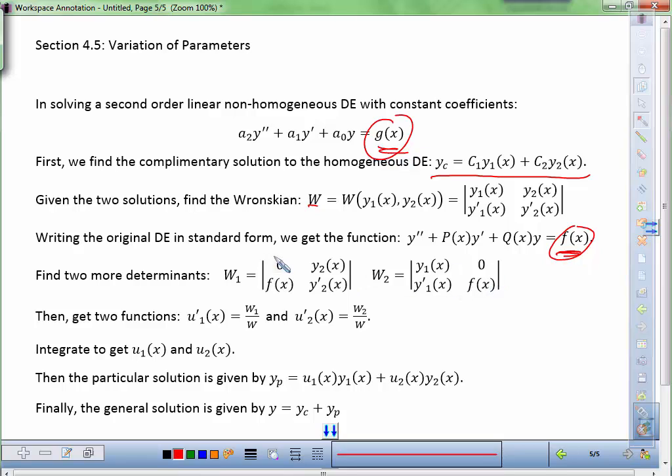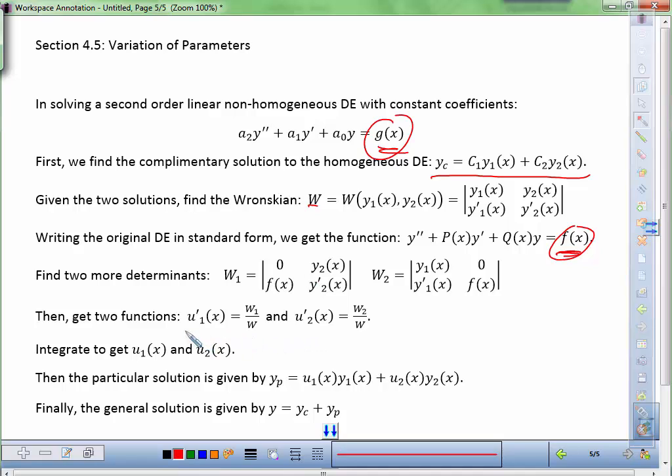And then we're going to change one of the columns for the Wronskian, the original Wronskian that we had, and we're going to come up with two other Wronskian results where we're going to use this function. We're going to use 0 and that function in the first column for W1, and for W2 we're going to use 0 and that function for the second column. And then we're going to compute the Wronskian again.